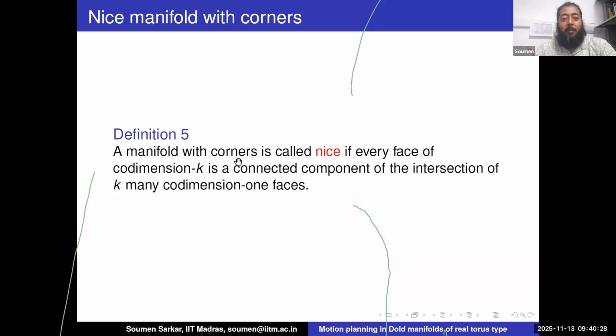Okay, I'm going a little bit to the combinatorial side. A manifold with corners is called nice if, whenever we take a face of codimension k, it is a connected component of the intersection of k many codimension 1 faces. Codimension 1 faces are sometimes called facets.